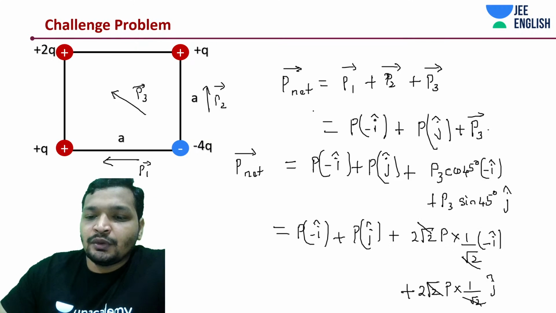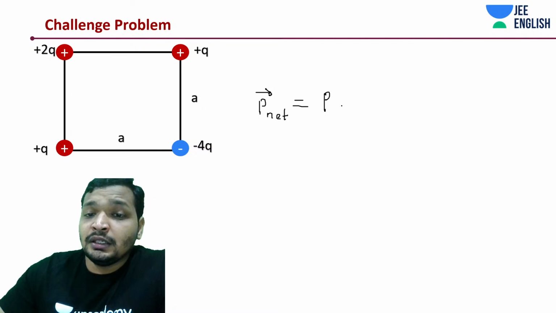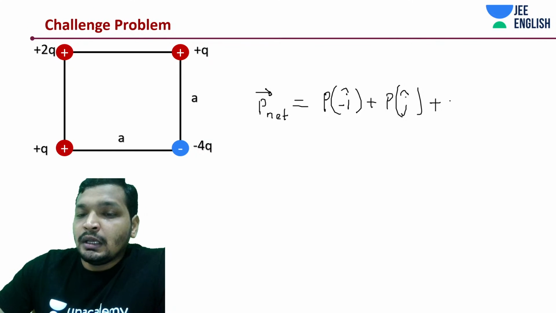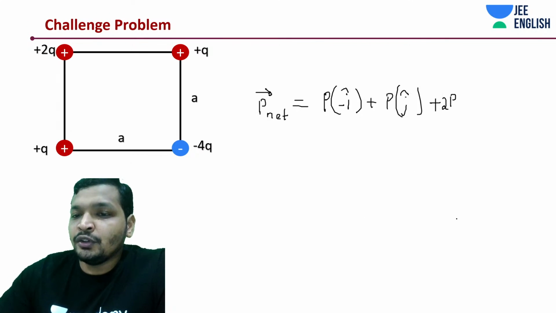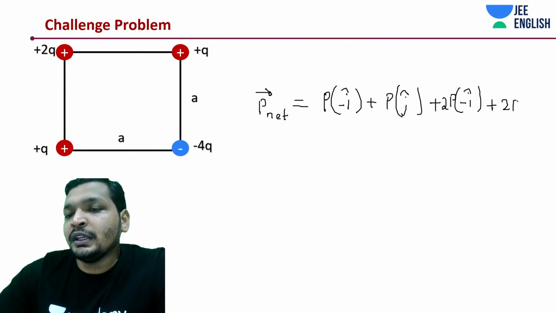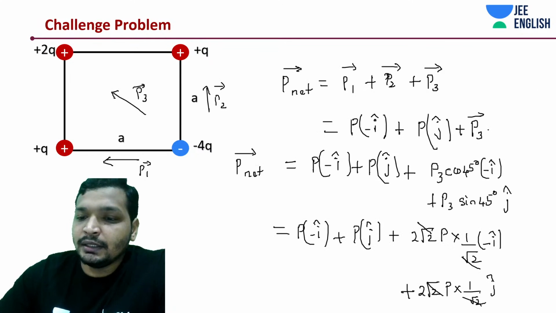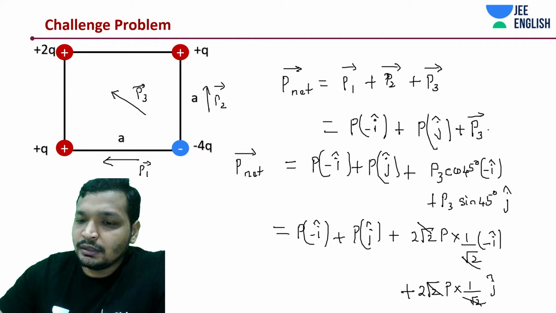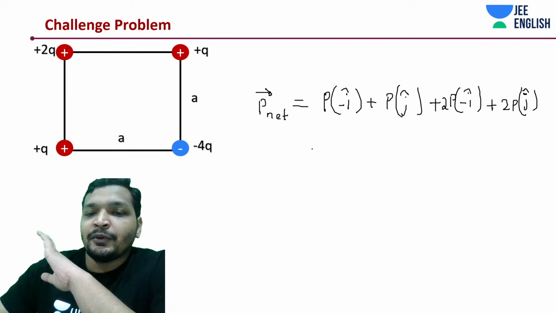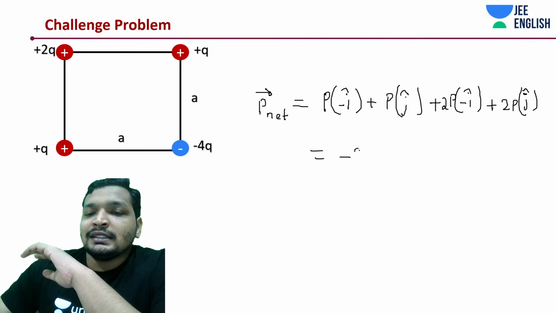P net is equal to P into minus I cap plus P into plus J cap, plus 2P into minus I cap, since root 2 cancelled out. And again we will have 2P into plus J cap. Root 2 cancelled out, 2P J cap. Add them up, guys. It's a very simple problem. What are you getting?